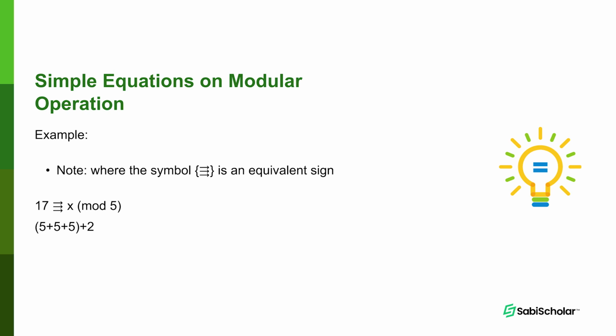But the easiest way is just to divide 17 by 5, which will give you 3 remainder 2. That 2, which is the remainder, is our interest. So 17 ≡ x (mod 5) just means to find the value of 17 in mod 5.